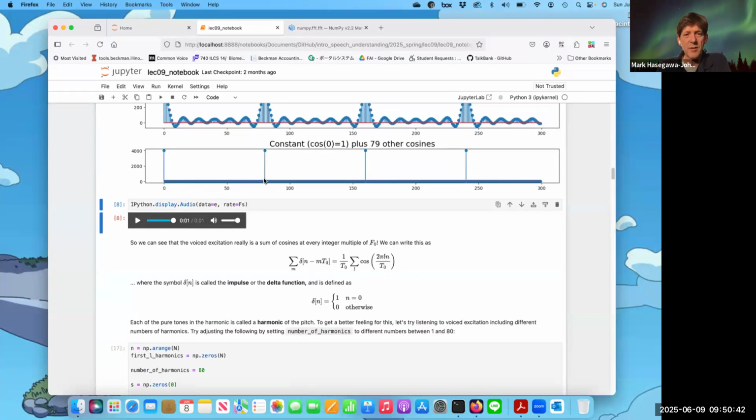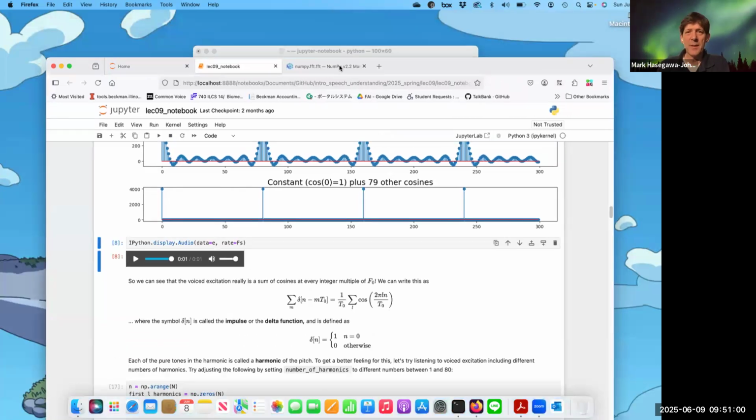Here it is at time 0. Here it is shifted over to time 80 samples. Here it is shifted over to time 160 samples. And what I've shown is that I could recreate that impulse train in the time domain by adding together a whole bunch of cosines. This is actually the inverse Fourier transform.